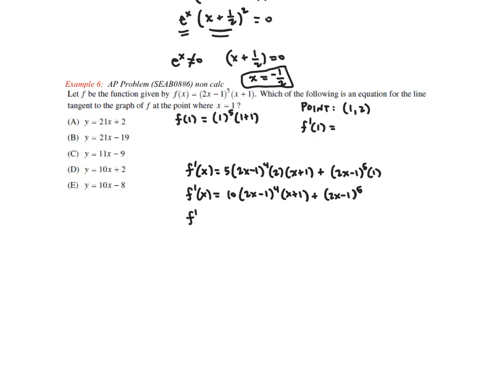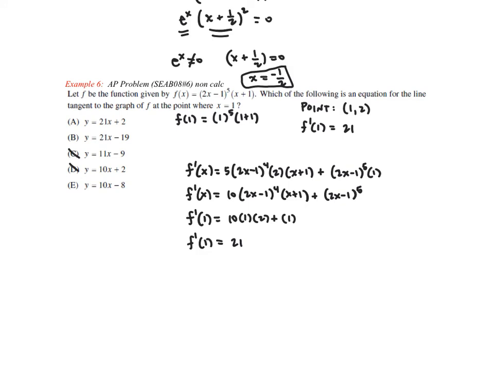All right, so if we plug in a 1, we're going to get 10 times 1 to the 4th, which will be 1, times 2, which is 1 plus 1, plus 2x minus 1 to the 5th. If x is 1, that'll be 1 to the 5th. Okay, most mistakes you guys make are with the little algebra issues. So this will be 20 plus 1, which is 21. So the slope will be 21.